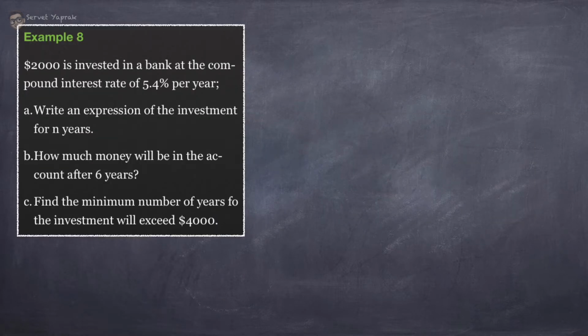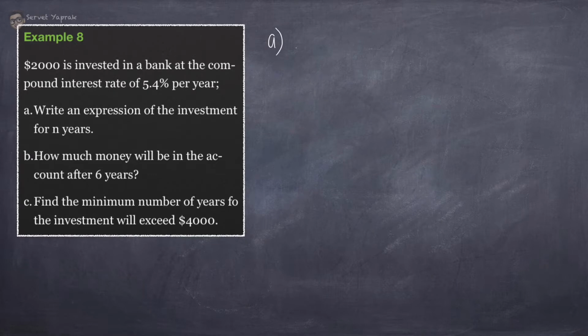Example, $2,000 is invested in a bank at the compound interest rate of 5.4% per year. Write an expression of the investment for n years. How much money will be in the account after 6 years? Find the minimum number of years for the investment will exceed $4,000. So part A, let's start.